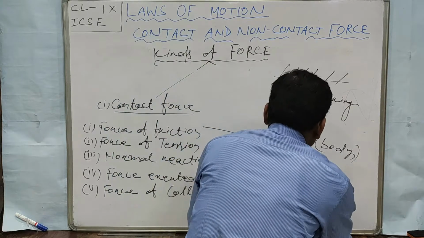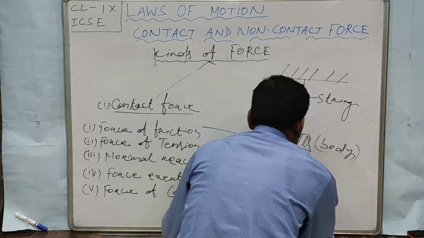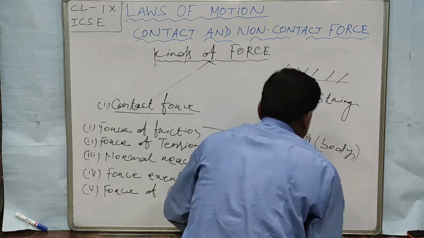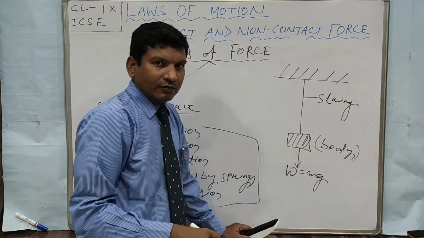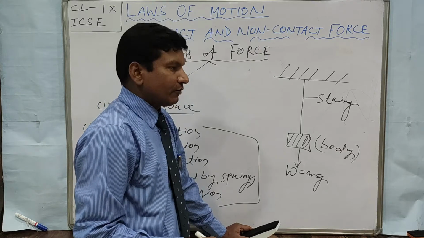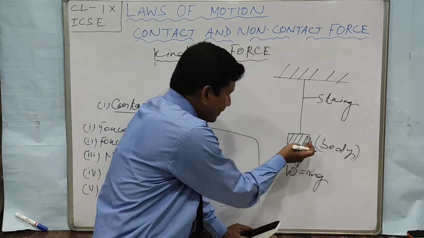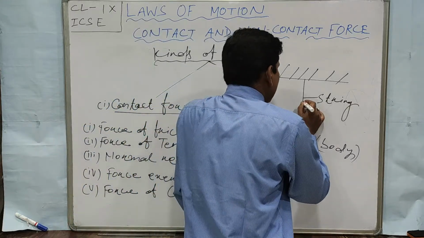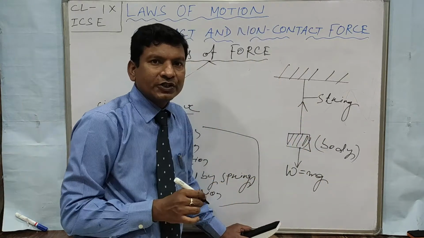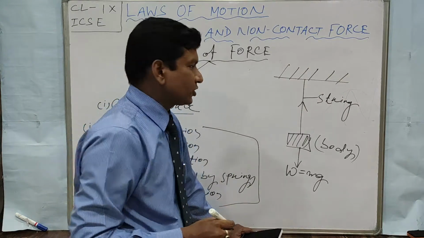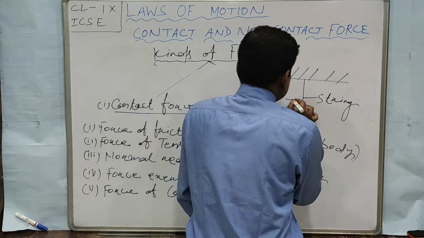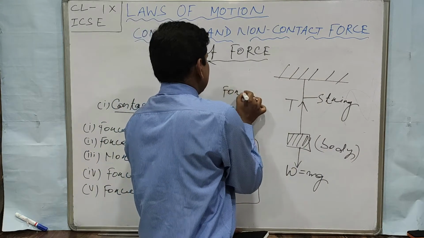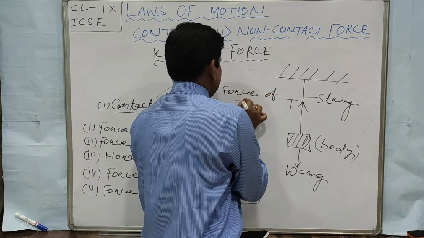That is, the weight of the body is along this side. Weight of the body, W is equal to M into G. Now, is it going down? No, it is not moving down. Why? Because the weight of the body is balanced by another force acting in the upward direction on the string, which is known as the force of tension. So this is your force of tension.